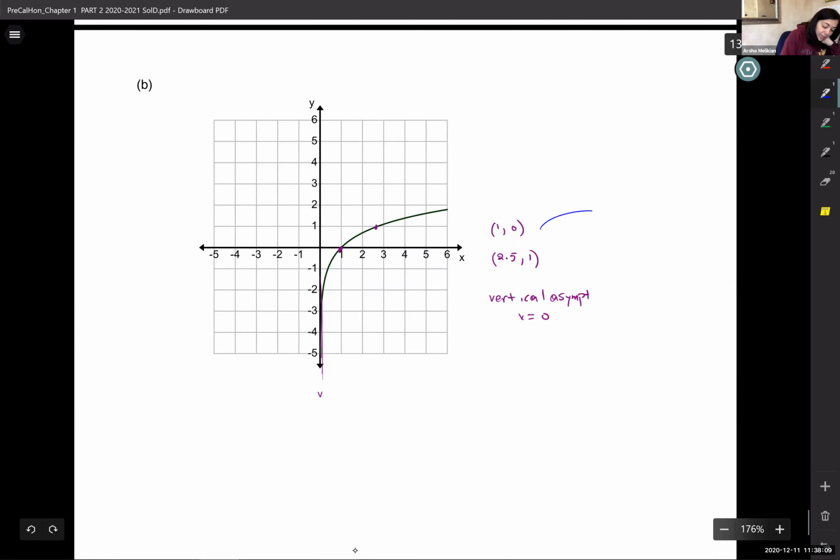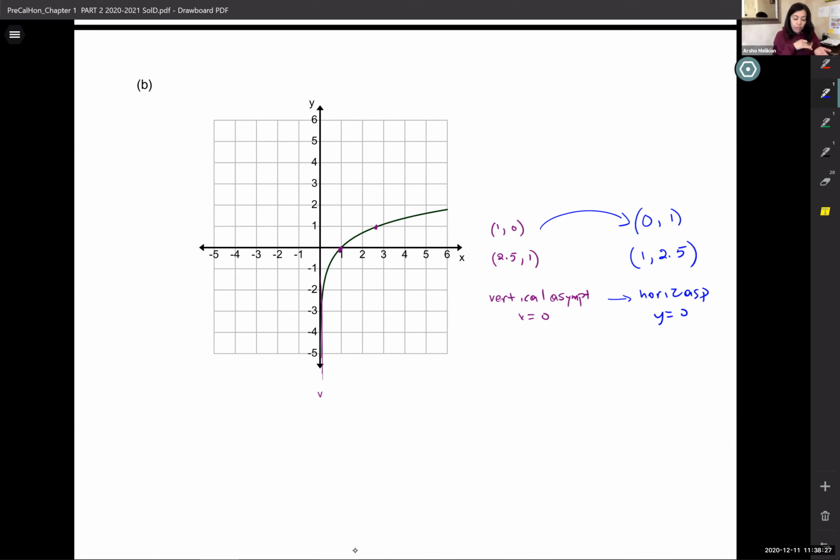So now look at what's going to happen. This first point is going to switch to 0 and 1. This is going to switch to 1 comma 0.5. And the vertical asymptote will switch to a horizontal asymptote, y equals 0. Okay, everything switches like that.